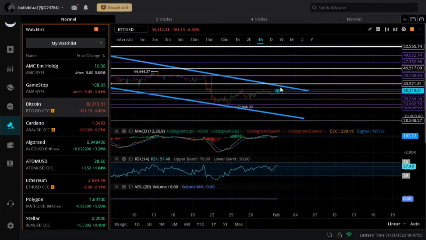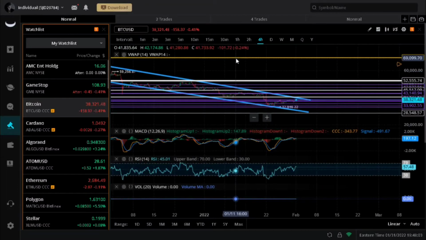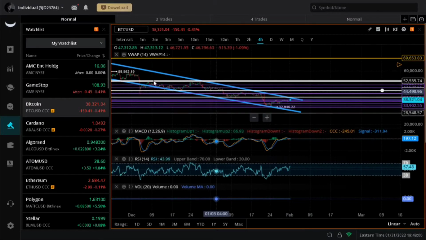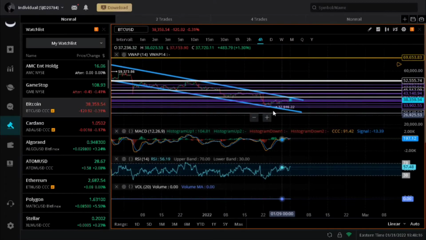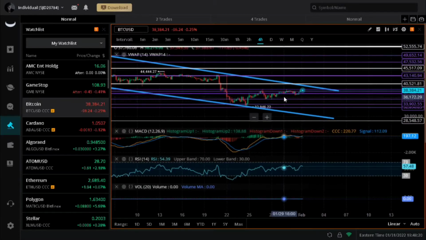Now, until we break above this line here, this resistance that's been here for quite some time since the high of 69,000, we haven't broken this resistance, as you can see, and we also haven't broken this support other than this capitulation wick over here. So as you can see, basically Bitcoin is very predictable at this point.